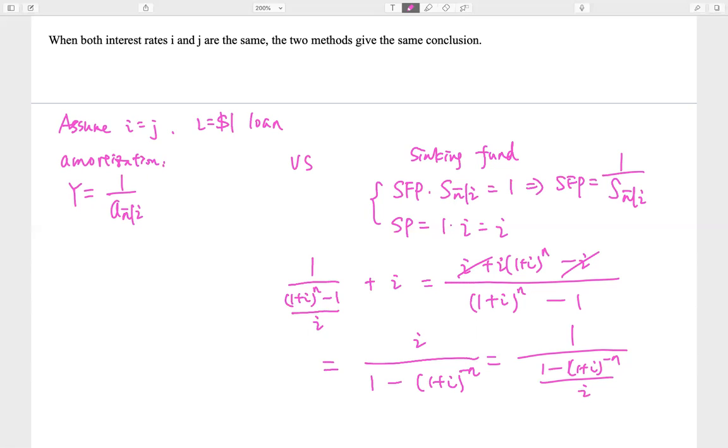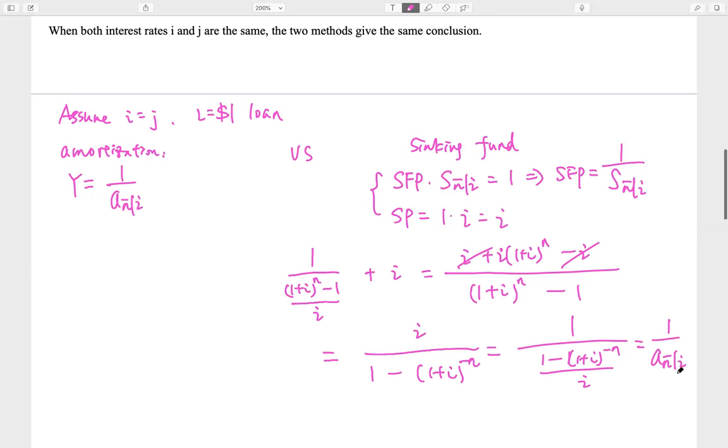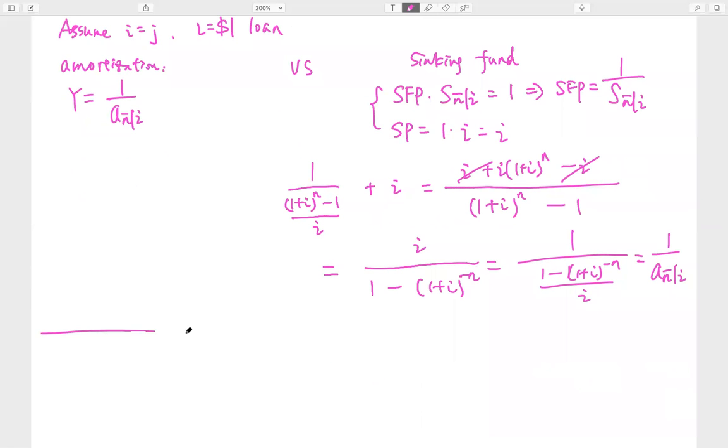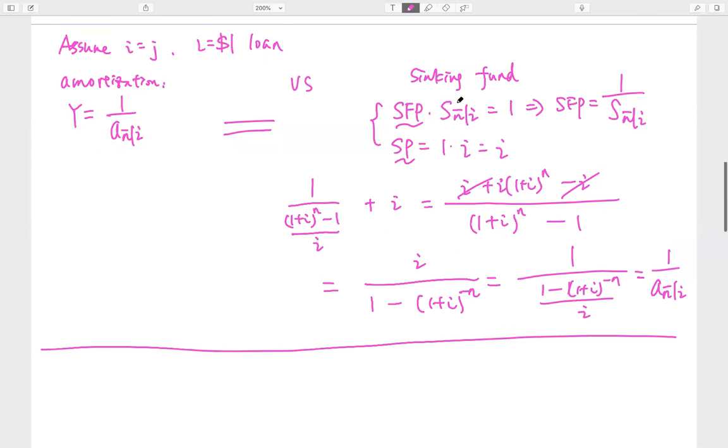Right. So you see, this is exactly 1 over a n. So my conclusion is correct, right? Given i and j are the same, they are the same. Of course, you need to put two things together, right? Here we have service payment and sinking fund payment. That's an important result.